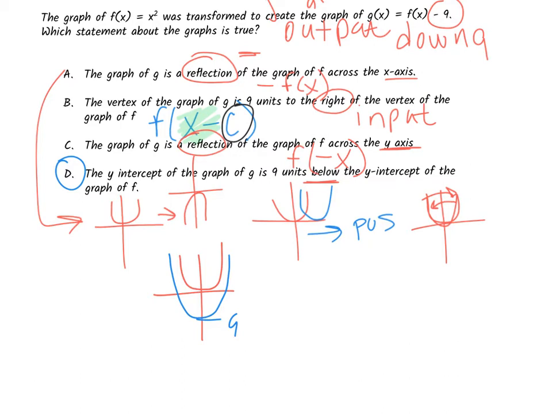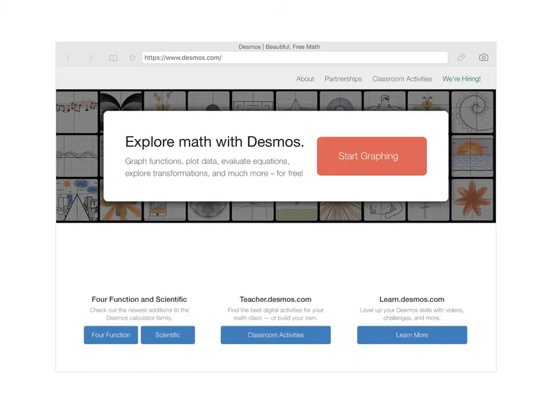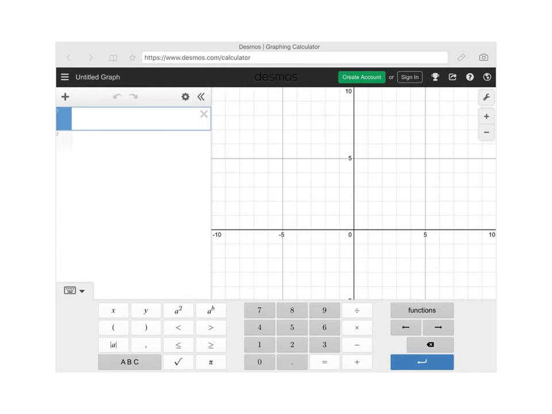Okay, so let's go look. Let me add a Desmos, and let's graph both of those, and then you'll see what happened. Okay, Desmos, start graphing. The first thing I'm going to do is graph the parent function, because it says, let me find my problem again here, it says f of x equals x squared was transformed.